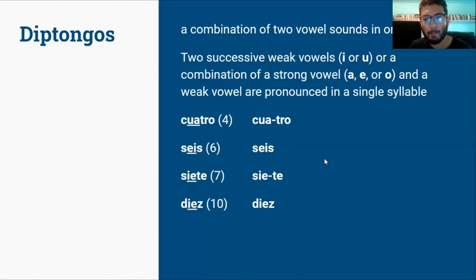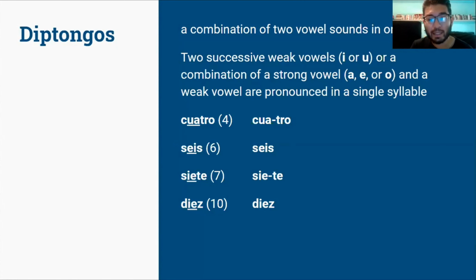With only qua and tro. Put them together to cuatro. Same thing with seis, becomes a word with only 1 syllable because that E and I sort of connect to create a diphthong and influence our pronunciation into just pronouncing the word in 1 syllable. Otherwise, we would say se-is, which is not the case. Rather, we combine the diphthong and pronounce seis.